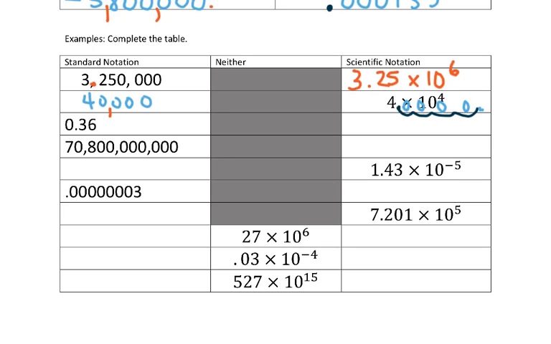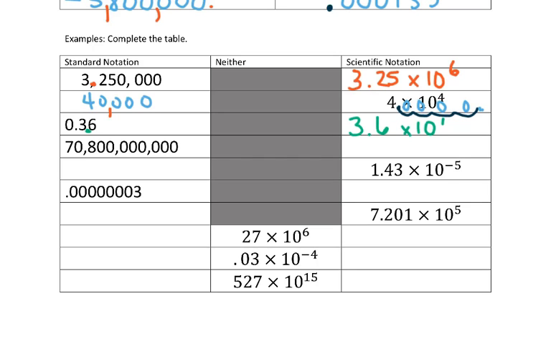Alright, the next one, I have 0.36. So I need the decimal point to go in between the 3 and the 6. So that first number is between 1 and 10. So it should be 3.6. That's the number between 1 and 10. We always multiply by a power of 10. And this time, my decimal point was here, and I had to move it 1 time. So my exponent has to have a 1 in it.